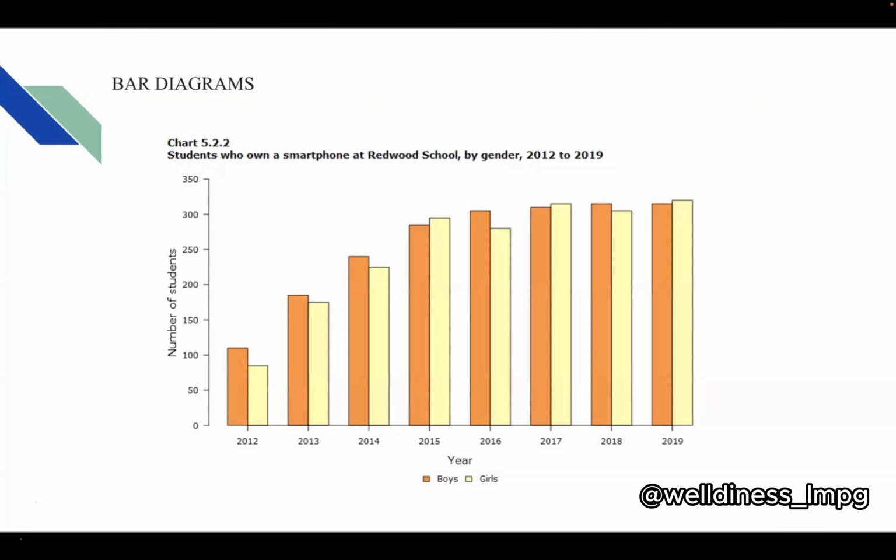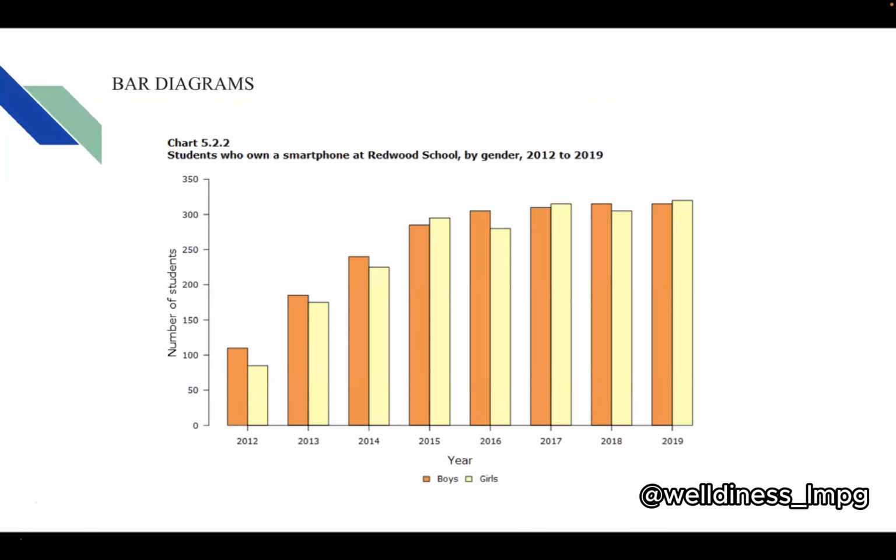Now in 2017, the boys have about, let's just say 310, while the girls have 320. Now in 2018, the boys have about 320, while the girls have about 310. While in 2019, the boys have about 320 again, while the girls have 330.